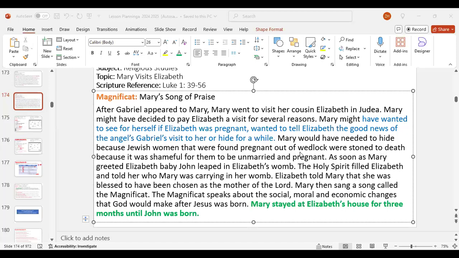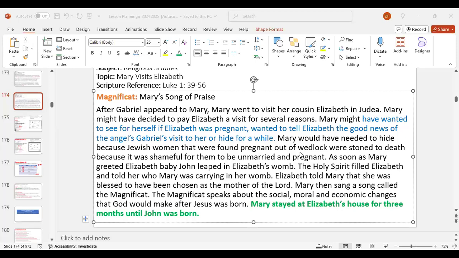Question: how long did Mary stay at Elizabeth's house? 3 months. Next question: how were Mary and Elizabeth related? They were cousins.